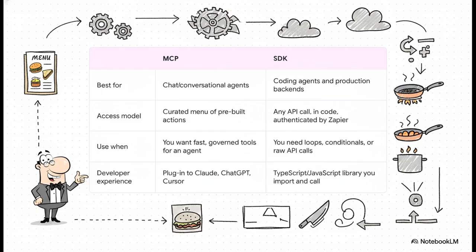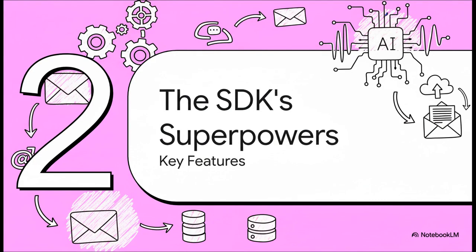The SDK, though, the SDK gives you full access to the entire kitchen. You're not stuck with the menu. You can write complex code, create loops, work with all the raw ingredients, and basically cook up any automated workflow you can possibly dream of. So what exactly are these superpowers? Let's dive into the specific features that make this thing a total game changer for anyone building with AI.